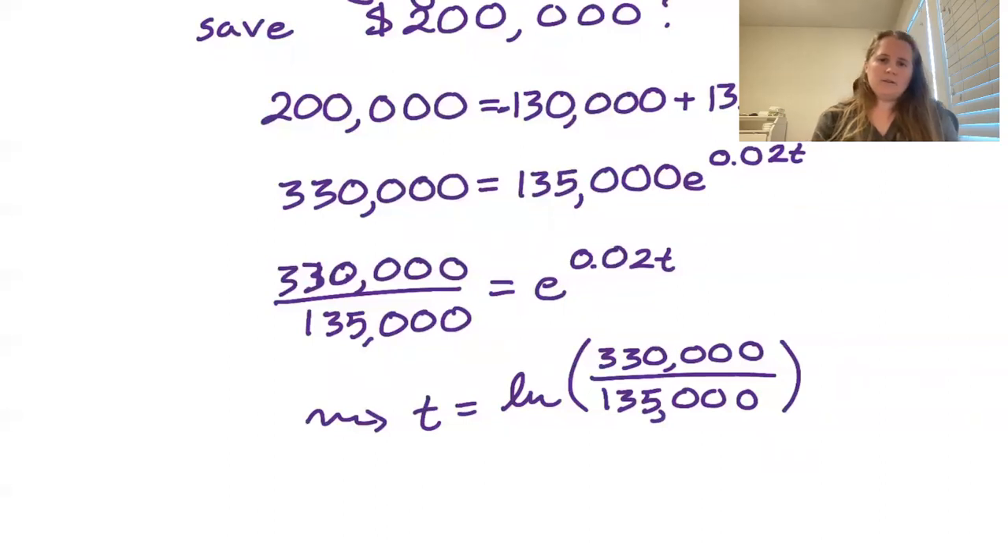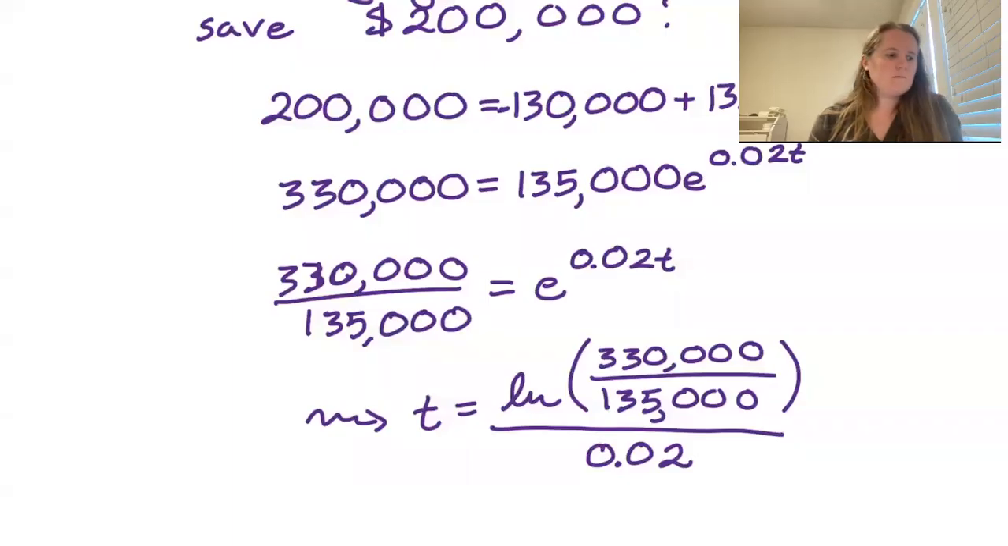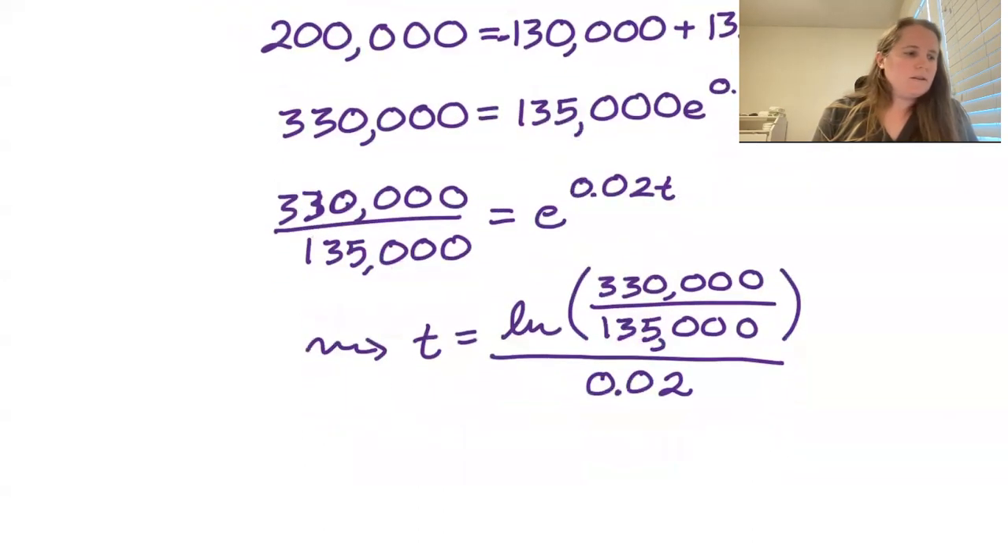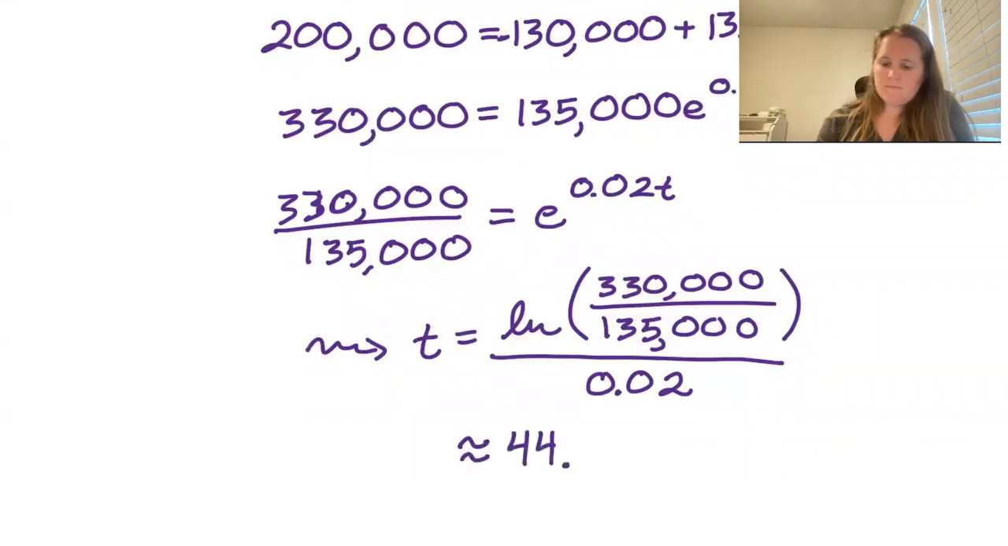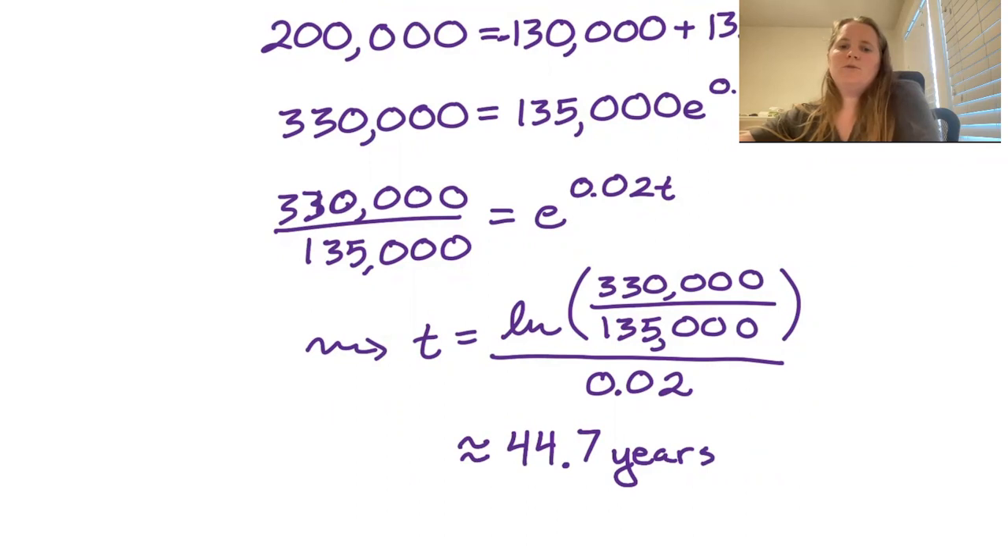And if we plug that into our calculator, we wind up getting, let's see, natural log of 330 divided by 135, and then divided by 0.02. We wind up getting 44.7 approximately. I need to update my screen one moment. So we wind up getting 44.7 approximately. So that's 44.7 years of putting in about 2,600 per year.